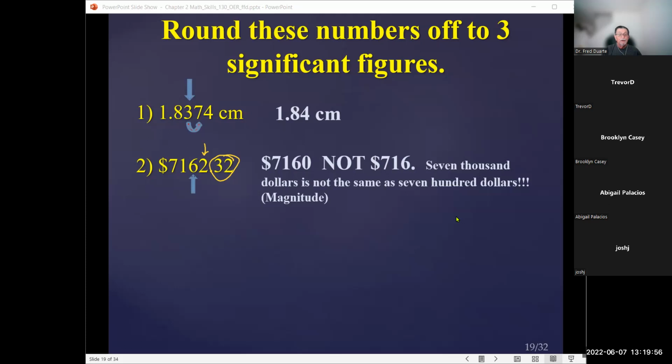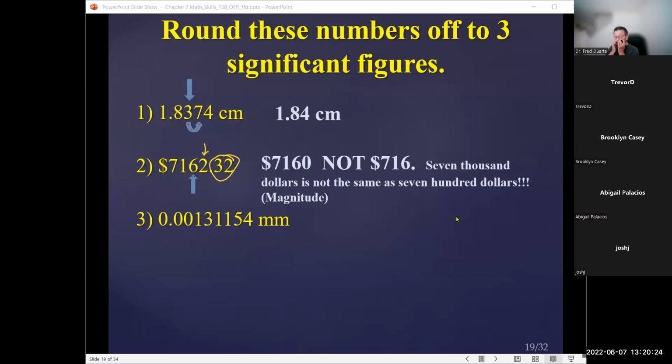Or the question could have been rounded off to, I don't want to confuse it. We'll leave it at that. 3 sig figs. Okay. Notice if the answer was not 716, okay, that would be the answer if you were to drop that 2. But you don't want to do that because you are in the $7,000 range, not in the $700 range.